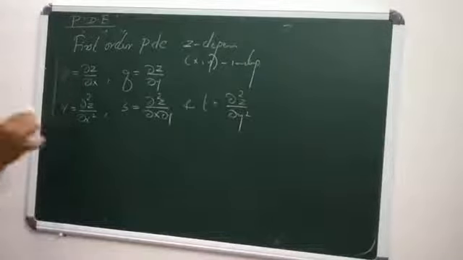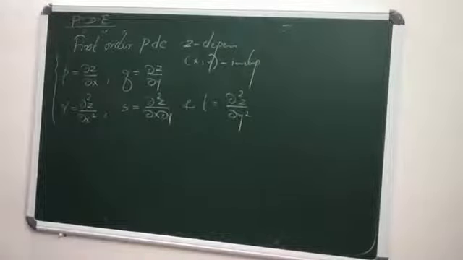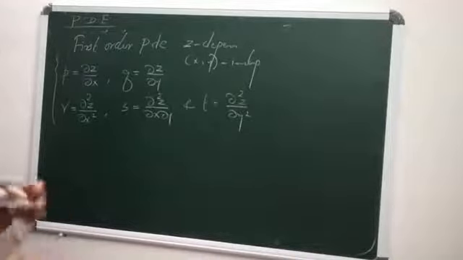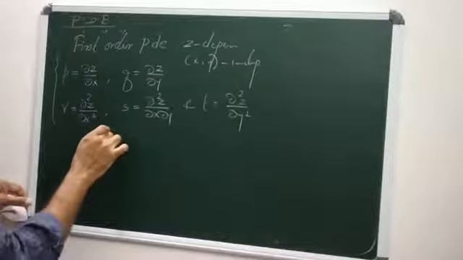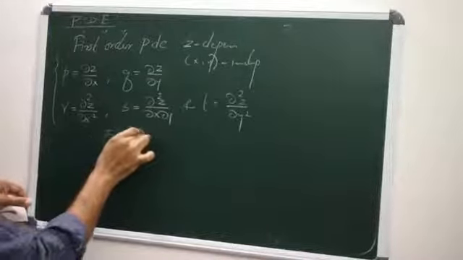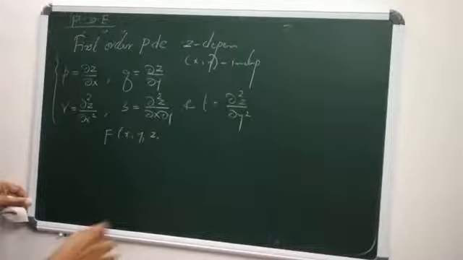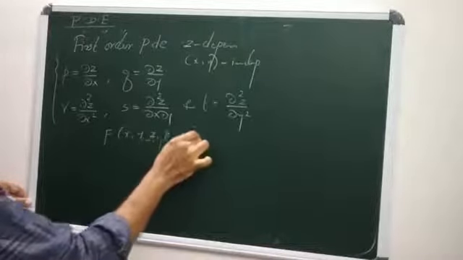So these are our representations. p is del z by del x, q is del z by del y, and what is r? r is del square z by del x square, s is del square z by del x del y, and t is del square z by del y square. So by using these, the first order PDE is of the form f of x, y, z, p, q equals 0.